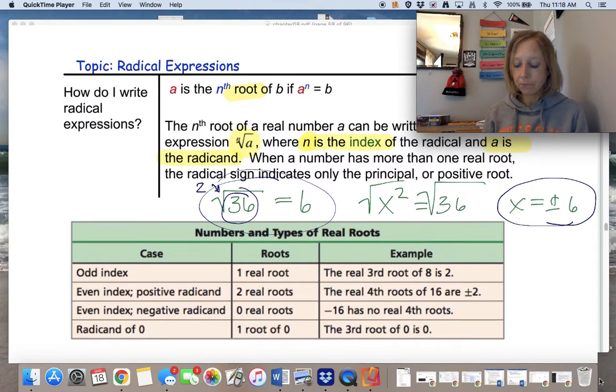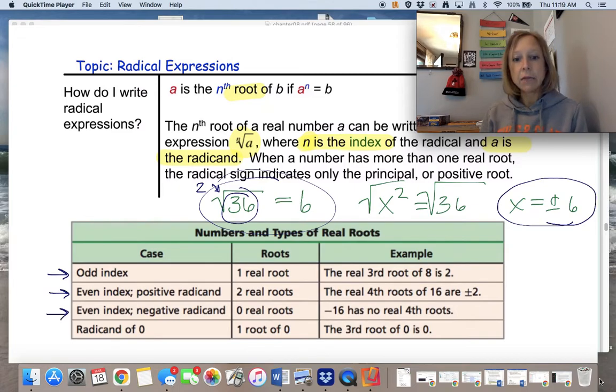Let's look at the different situations of what the indices are and how many roots you can have. We'll start with this first line here. If you have an odd index, so let's say you're finding a cube root, there's only one real root. If you have an even index, so a square root, and you're taking the square root of a positive radicand, you'll have 2 real roots. So the square root of 36 is positive 6 and negative 6.